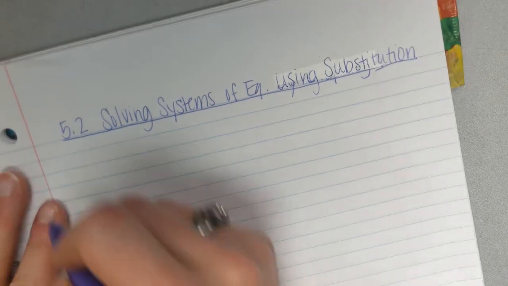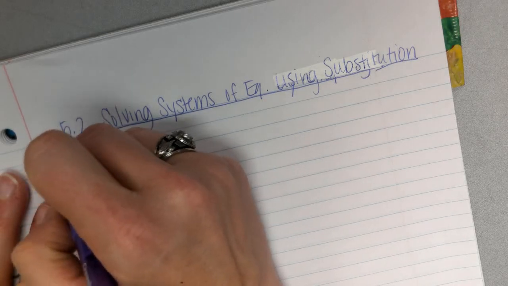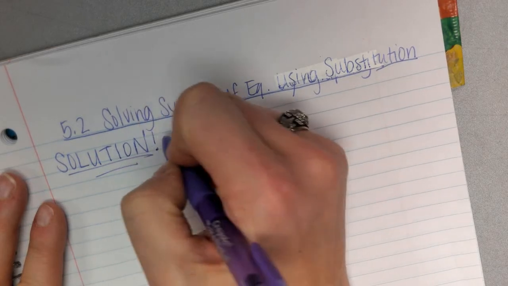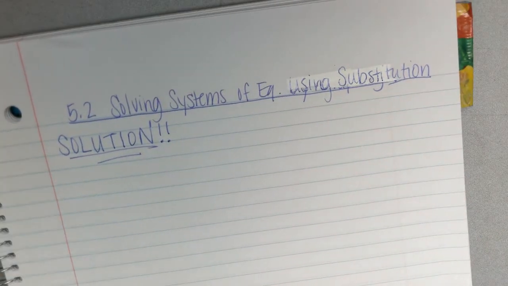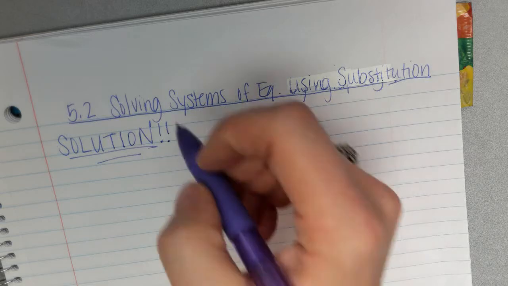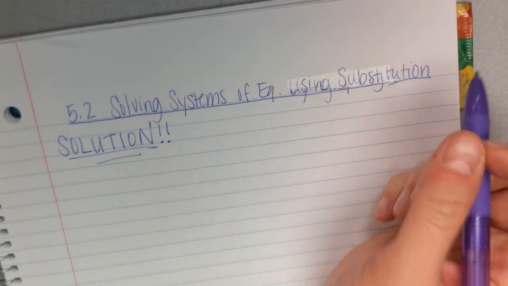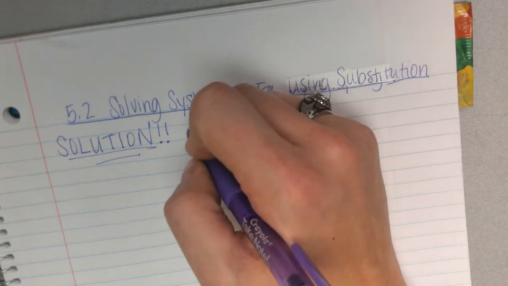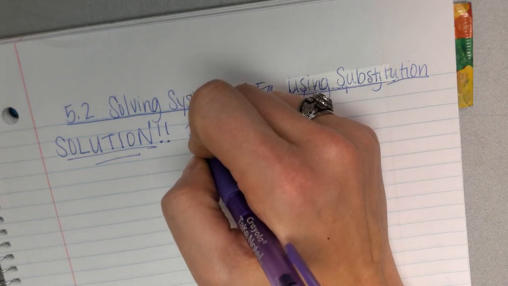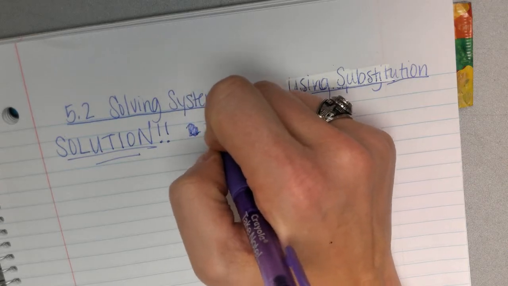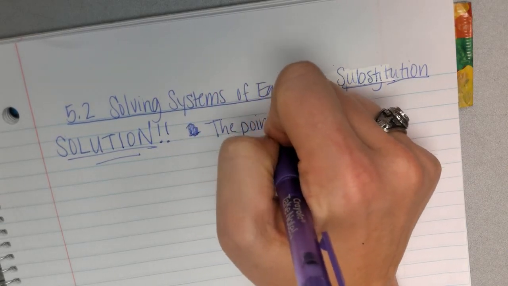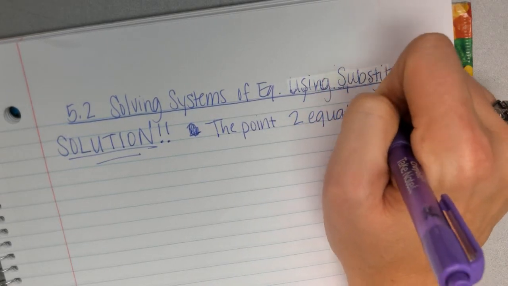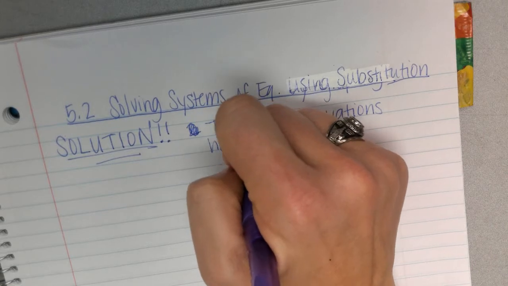So we need to know how to find the solution to our problem. Isn't that what we need to do in life? Find a solution to our problem? Well, I can tell you how in algebra. It is the point the two equations have in common. Look at that. The solution is the point two equations have in common.